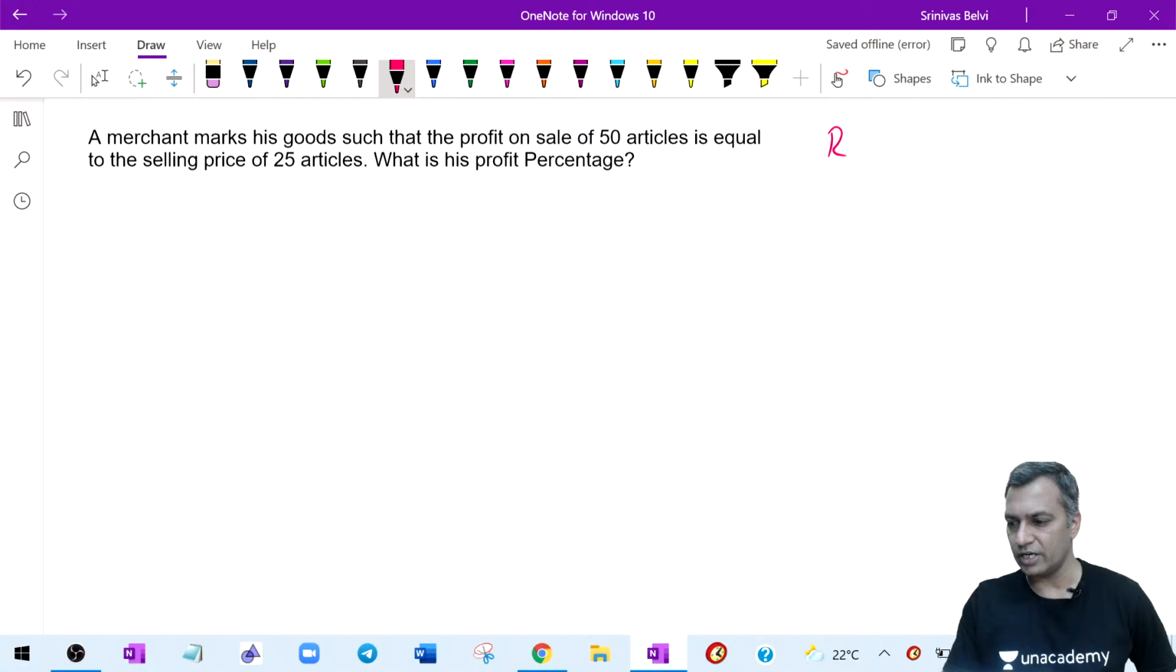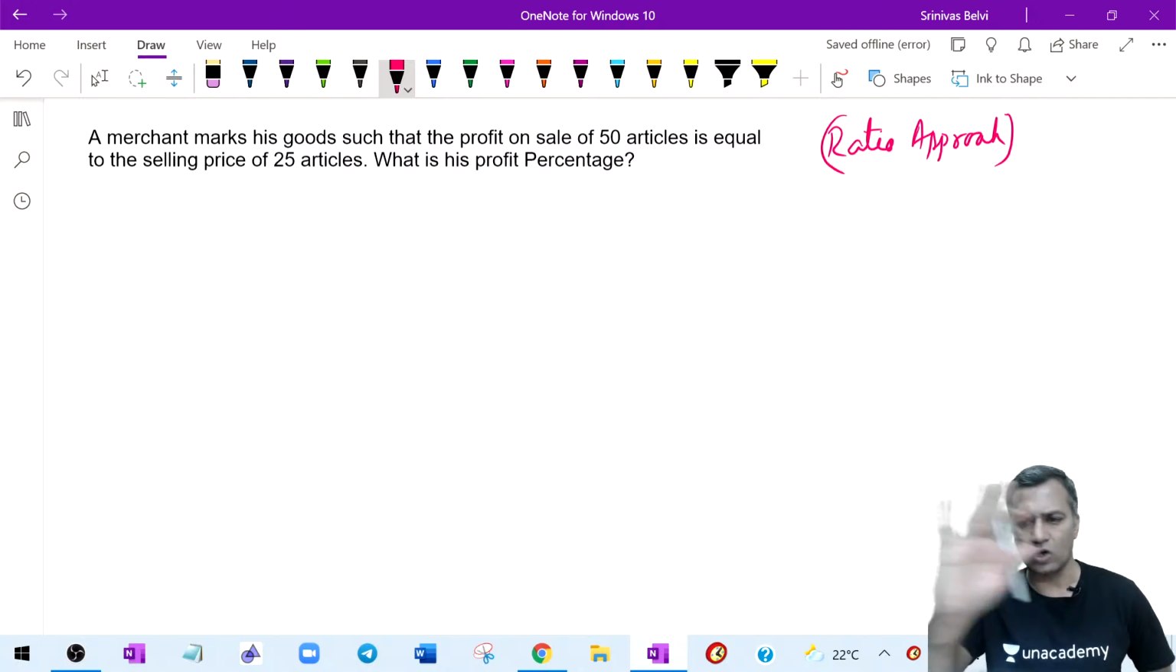Okay, we generally follow the ratio approach, right? Correct. We follow the ratio approach. Fair enough. We follow the ratio. Okay, yeah, anyway, I'm not talking about the ratio approach today.